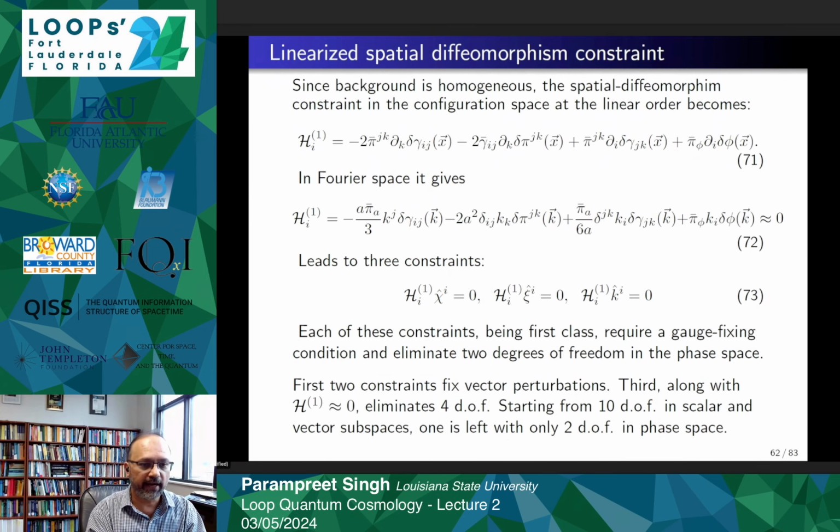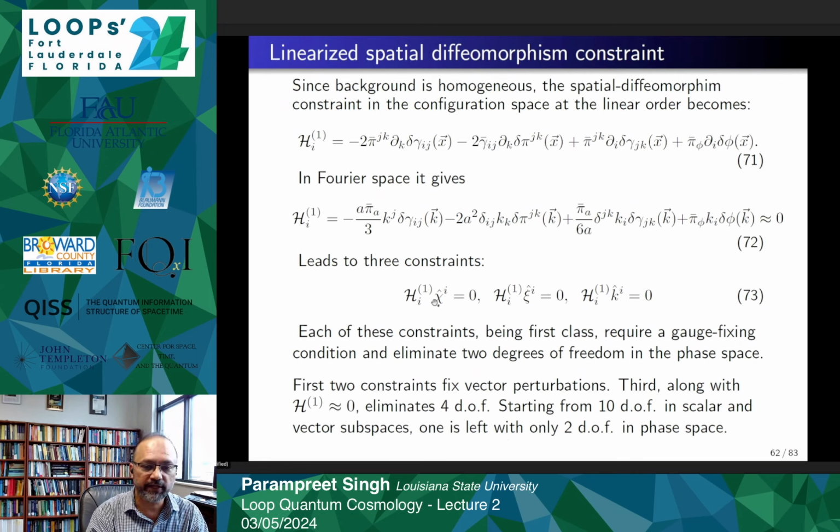We have to do the linearized Hamiltonian constraint, and then we go to the second order Hamiltonian constraint and so on. So this is the linearized spatial diffeo constraint. I write it in the Fourier space, and then it leads to three constraints because of its vanishing. Each of these three constraints being first class, they require a gauge fixing condition, and then it eliminates 2 degrees of freedom in the phase space.